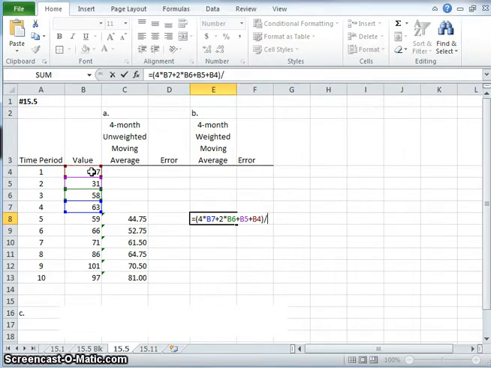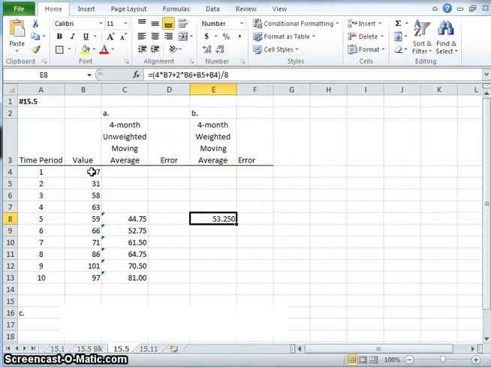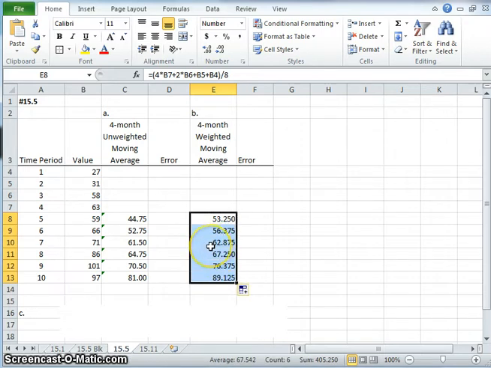All right. And then to divide that, now we know we have total weights of 4 plus 2 plus 1 plus 1. So that adds up to 8. So we need to divide that by 8 for the weighted moving average. And then once we have that, again, we can drag that down to compute the moving average for the rest of the periods.